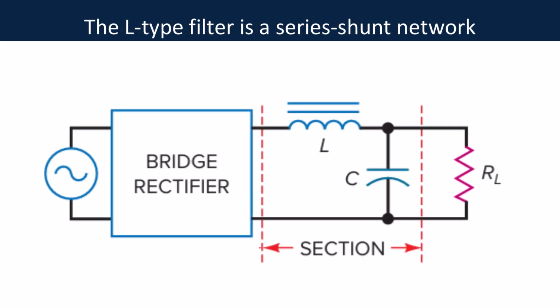This is the L-type, or LC, smoothing filter. The inductor is connected in series between the rectifier and the load. The capacitor is connected in parallel with the load resistance. The arrangement resembles the letter L. As rectifier current rises, the choke stores magnetic energy. As the rectifier voltage falls, it releases energy and helps maintain current. The capacitor charges when output voltage rises and supplies the load when output voltage falls. Together they reduce both current and voltage variation.